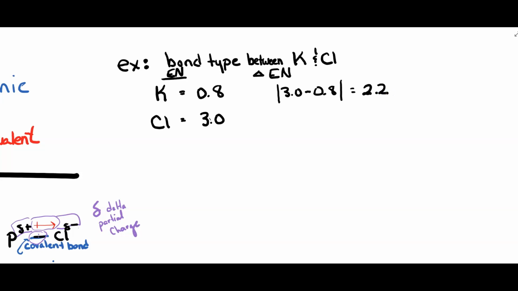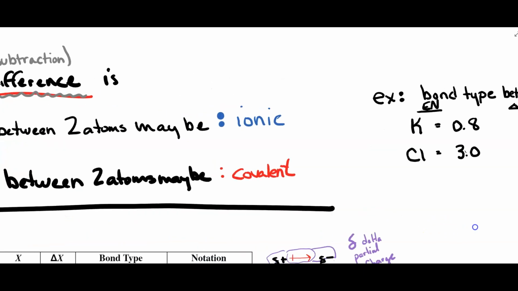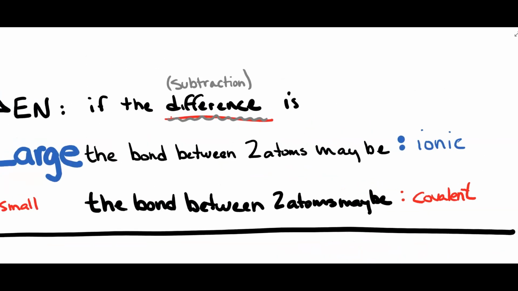Now, is that a large number or a small number? Well, my biggest electronegativity value is 4. And this is 2.2. And I have some that are decimal numbers, so I'm thinking this should be kind of big. Why? Because I know potassium as a metal and chlorine as a nonmetal will form potassium ions and chloride ions to make the salt potassium chloride. And we remember, if the difference is large, it's likely to be ionic.